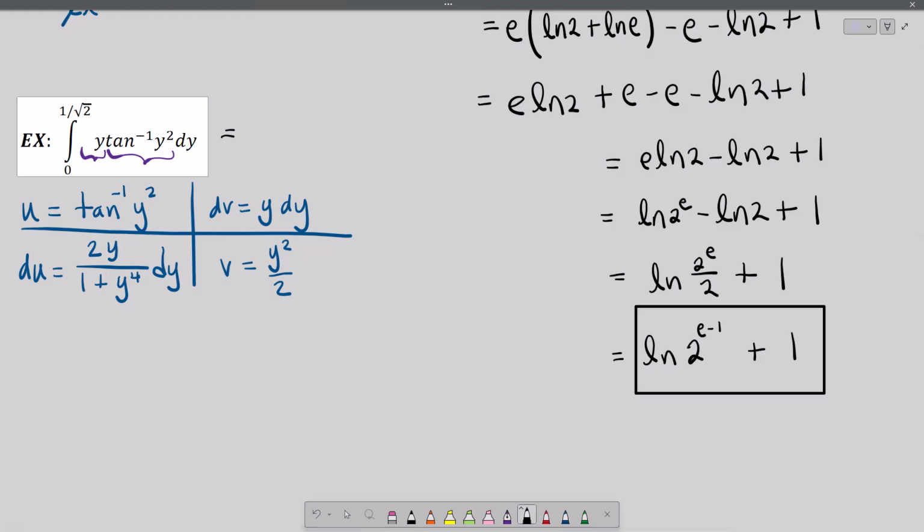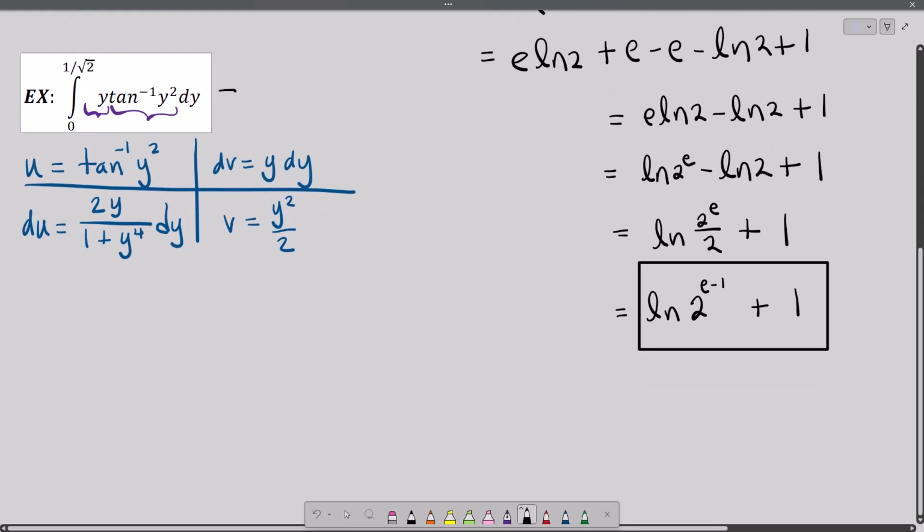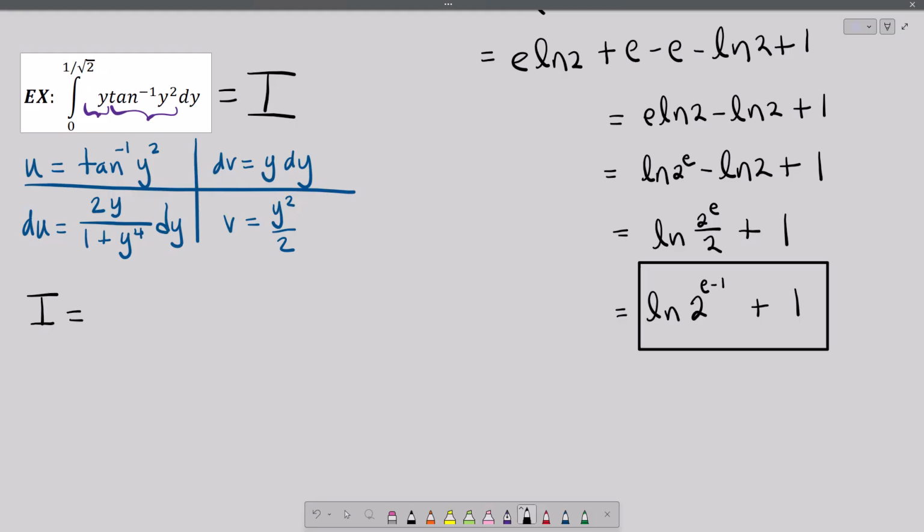So uv, actually, let's just do the whole thing down here. I'm going to call this integral I, just for the heck of it, so I can say I is equal to uv. So uv is 1/2 y squared inverse tangent of y squared. This is a definite integral, so we need to put limits of integration up here. We don't have to evaluate right now, though. Let's just leave them there.